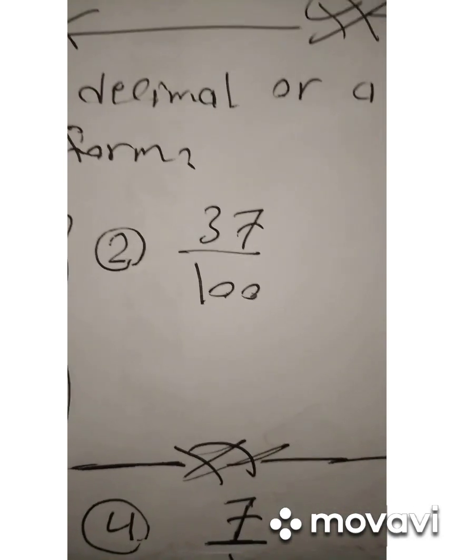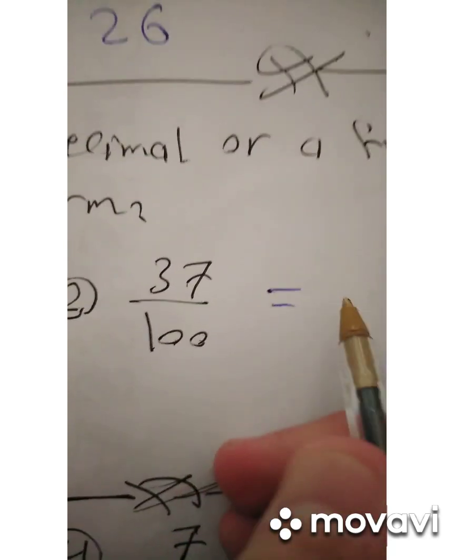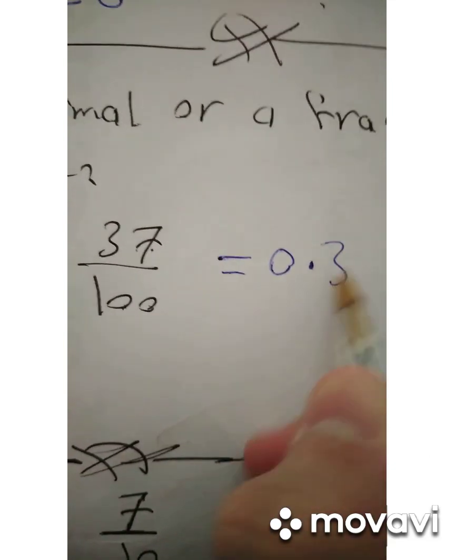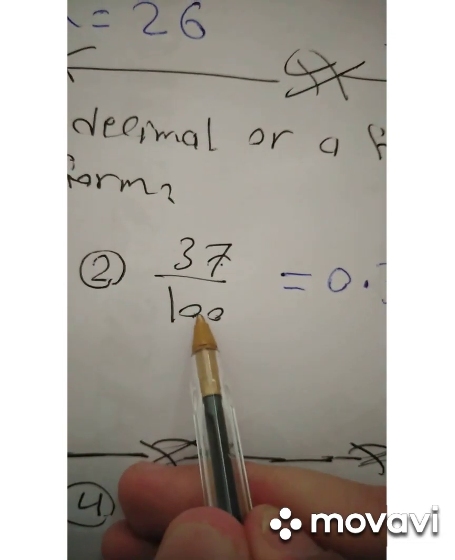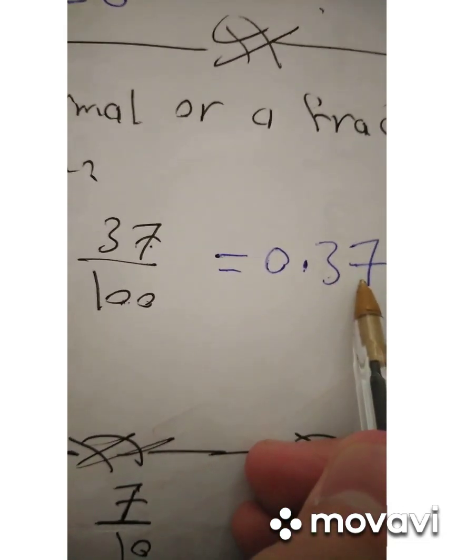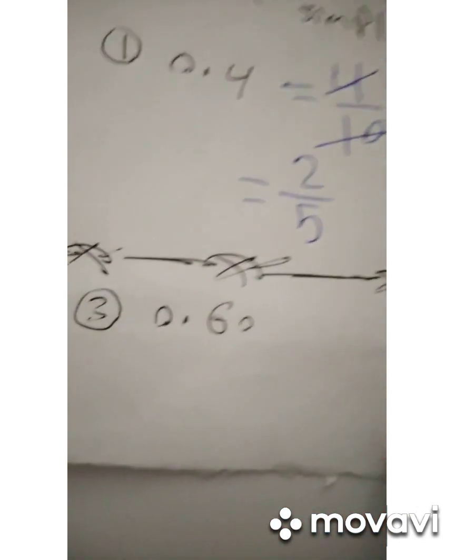Number 2. It's a fraction, and I want to write it as a decimal. So it will be, put 0, then the decimal, and write 37: 0.37. 37 hundredths. And we read it what? 37 hundredths.